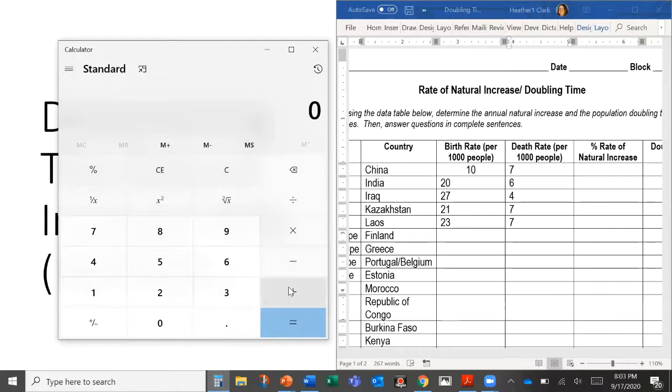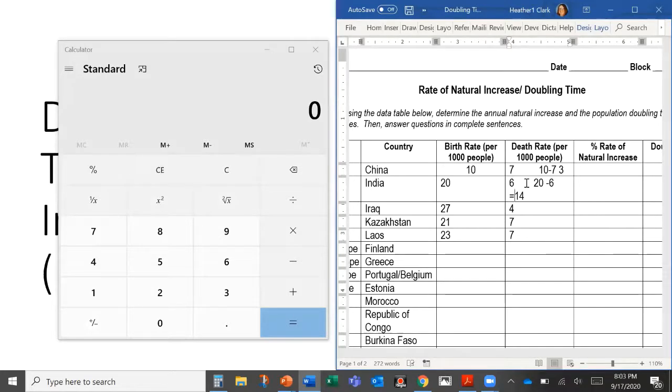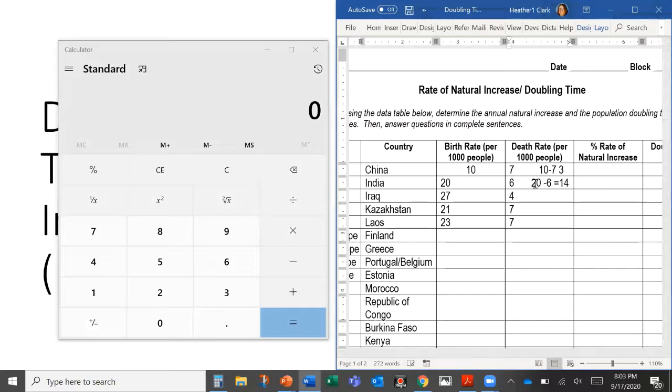So here's our calculator. 10 minus 7 is 3. I'm just going to write this to the side so that you can see it. You don't have to do this part, but I'm doing it so that you can see it. So 10 minus 7 is 3. Now 20 minus 6: the birth rate is 20, the death rate is 6, so 20 minus 6 equals 14. Let me give it a little bit more room there. And this one equals 3.